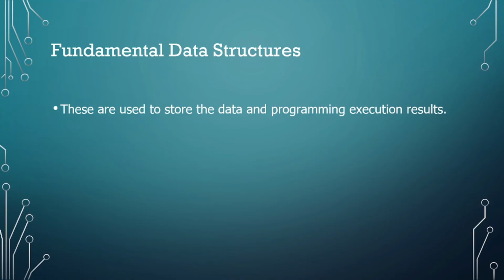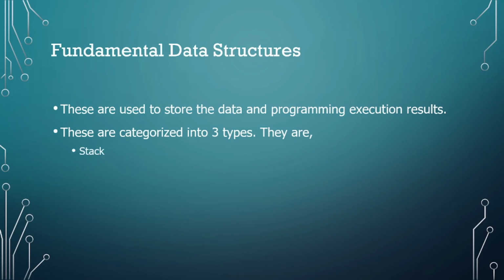For example, I have a piece of code and I'm trying to execute it. My programming language will return some data as an output, and I want to store it. In that case, the data will be stored within fundamental data structures. These fundamental data structures are categorized into three types: stack, queue, and heap.